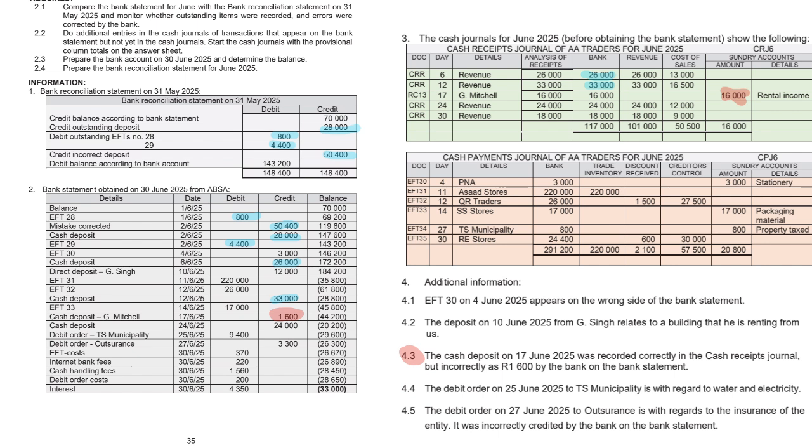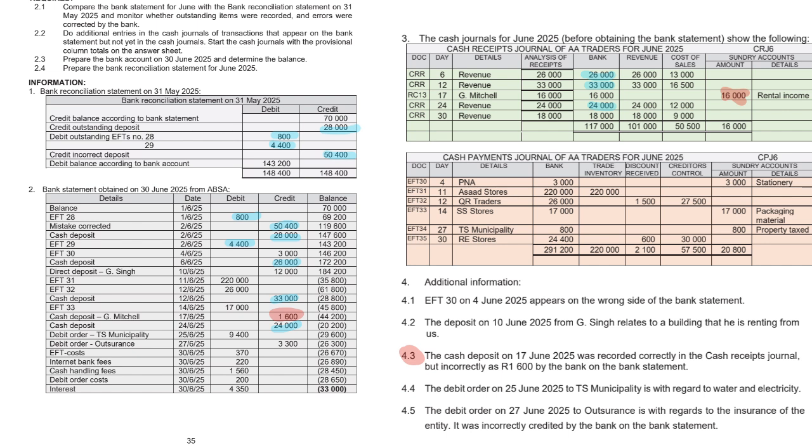On the 24th, if you go to your bank statement on the 24th, that entry is included. So you can just tick that off. And then the last entry on our CRJ that we must go and compare is an entry on the 30th. There's sales of 18,000. Do you see any sales of 18,000 on your bank statement?